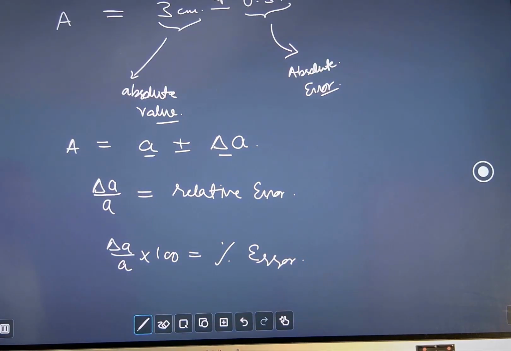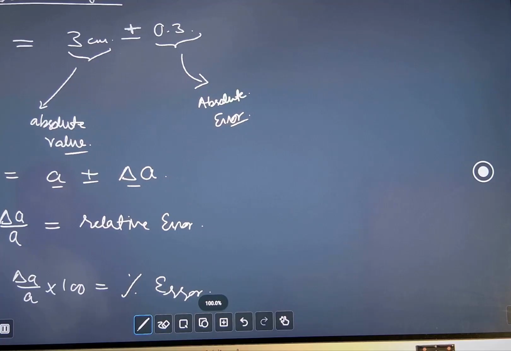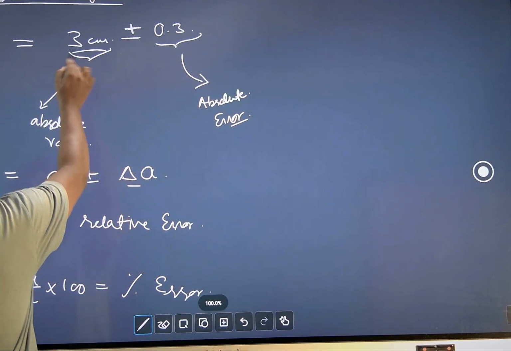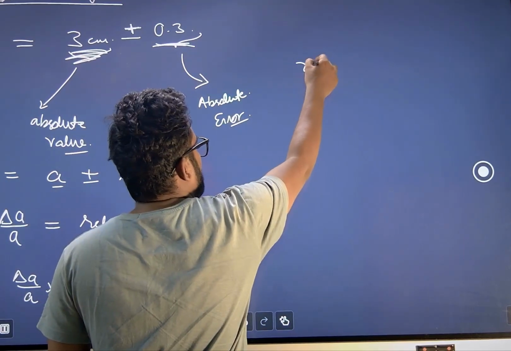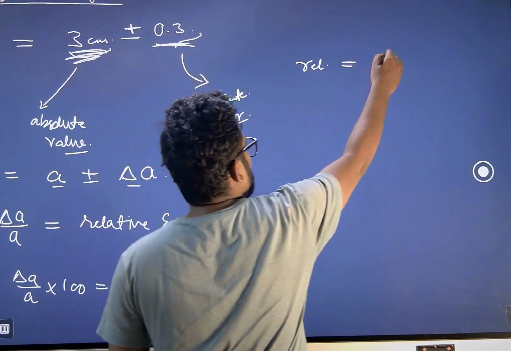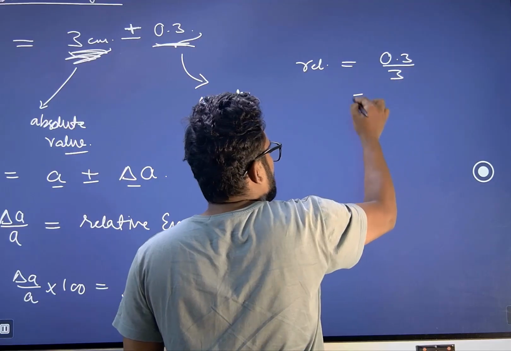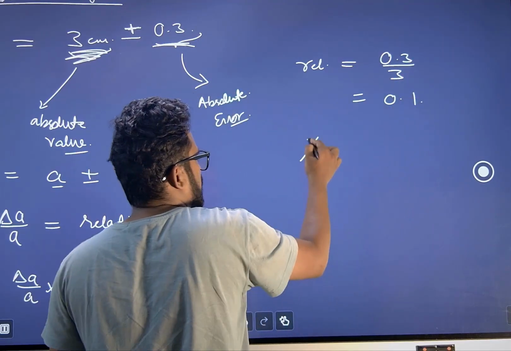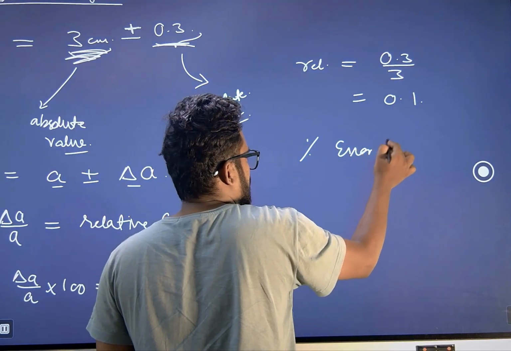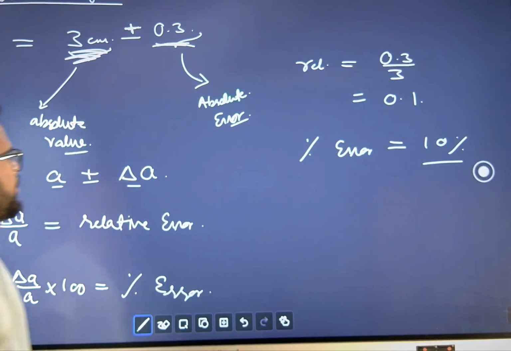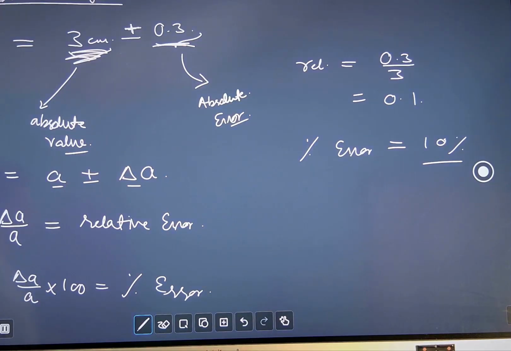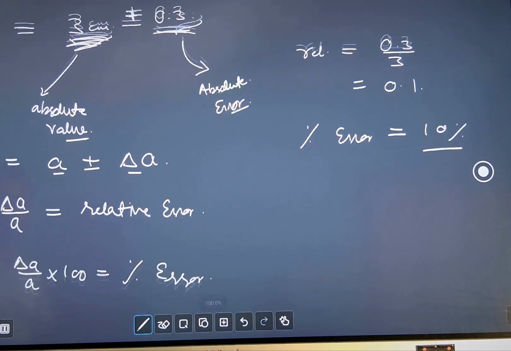As an example, we can take this one only. 3 is our absolute value, 0.3 is our absolute error. If I talk about relative error, how much? Relative error would be 0.3 by 3, that is 0.1. And for percentage error, multiplied by 100, that is 10%. That is how we write a quantity with error.